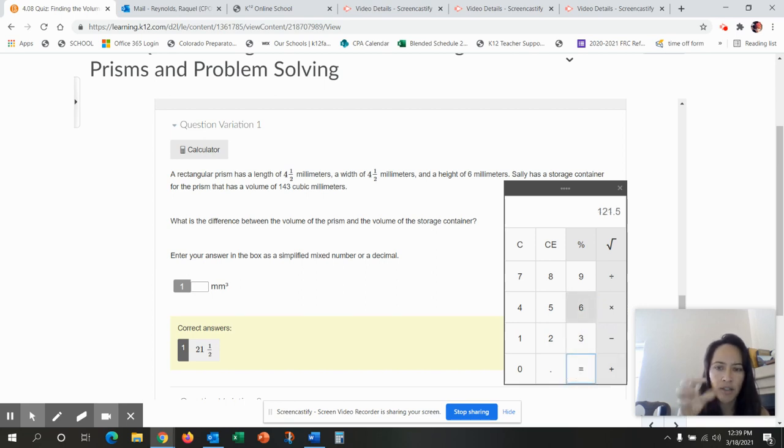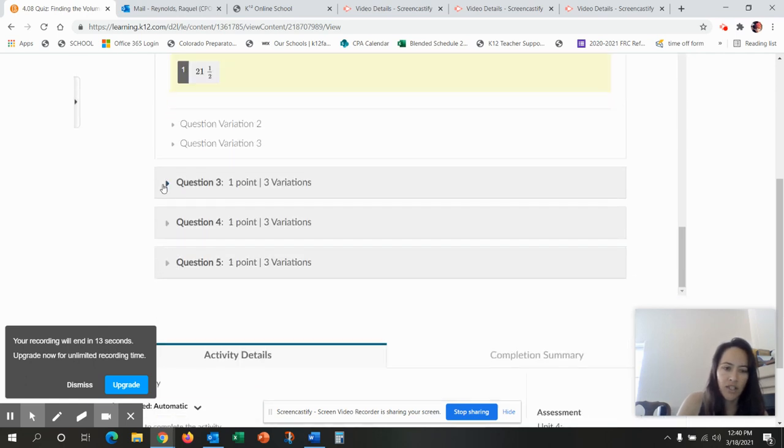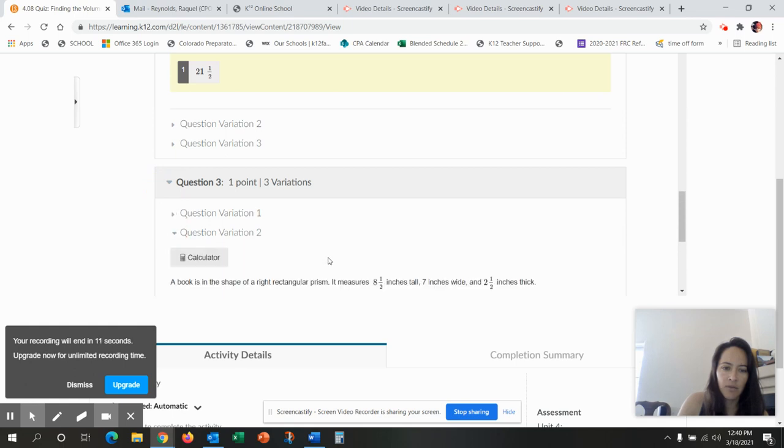All right, so the rectangular prism, she has a storage container that's 143 cubic millimeters. So you remember that number, write it down. 143 minus 121.5. Oops, that's not a decimal. How do I go back? Okay, 143 minus 121.5 as a decimal. Boom, 21.5, 21 and 5/10. Great job. Question 3. Let's take a look at it and then we'll move on.